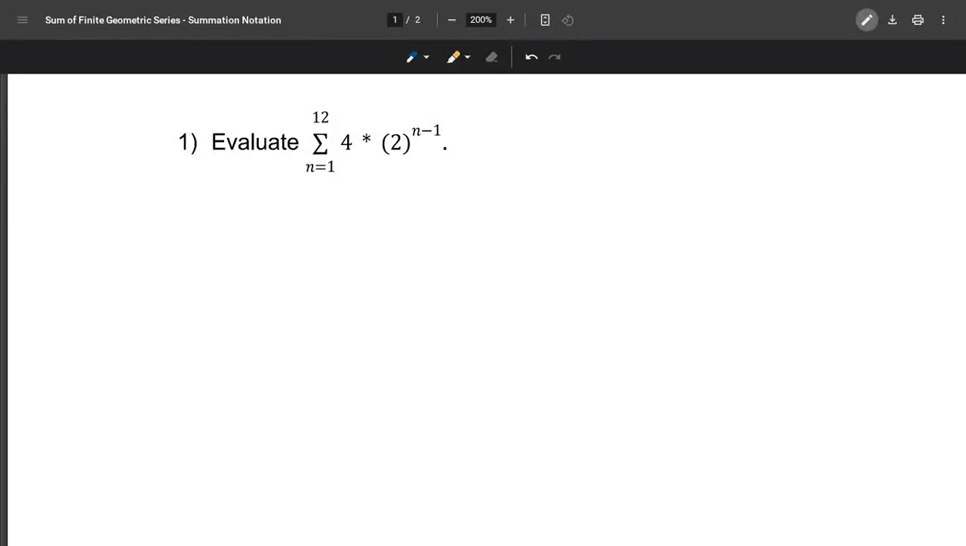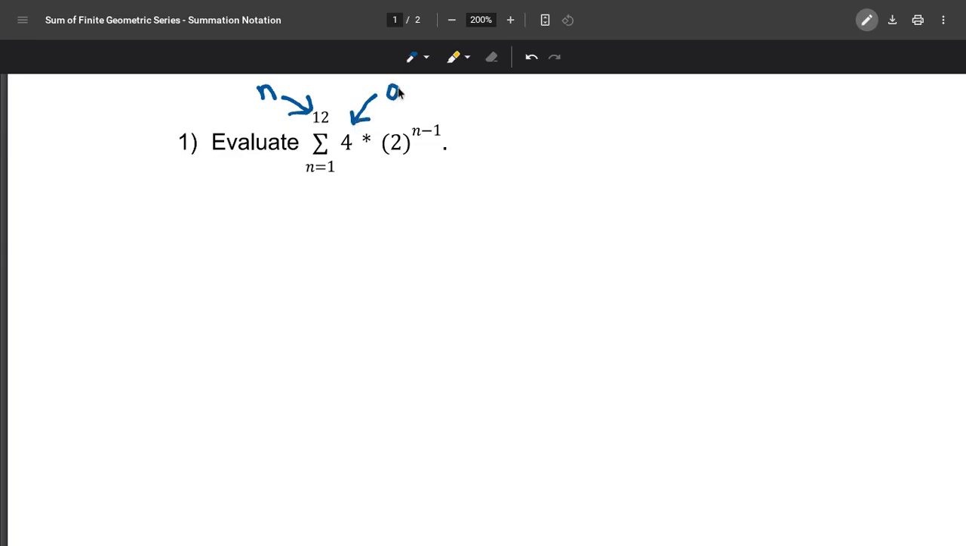In this video I'm going to show you how to find the sum of a finite geometric series when it's written in summation notation. So let's take a look at this first one. It says evaluate, and this is summation notation. There are 12 terms, so we're going to say n is equal to 12. The first term is going to be 4.